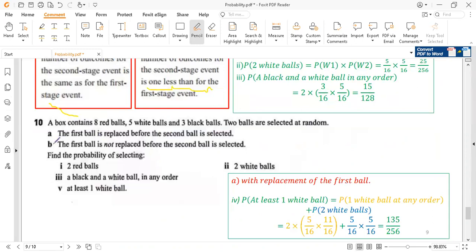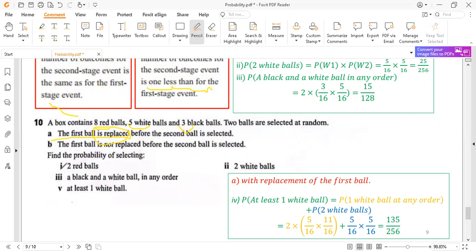Like here, we have a box that contains 8 reds, 5 white, 3 black balls. In total, we have 8 plus 5 plus 3, 16 balls in total. Two balls are selected at random. The first ball is replaced before the second one is selected. So normally when it is replaced, in the second stage we are using the same number of balls that we used before. So the second stage also has 16 balls.